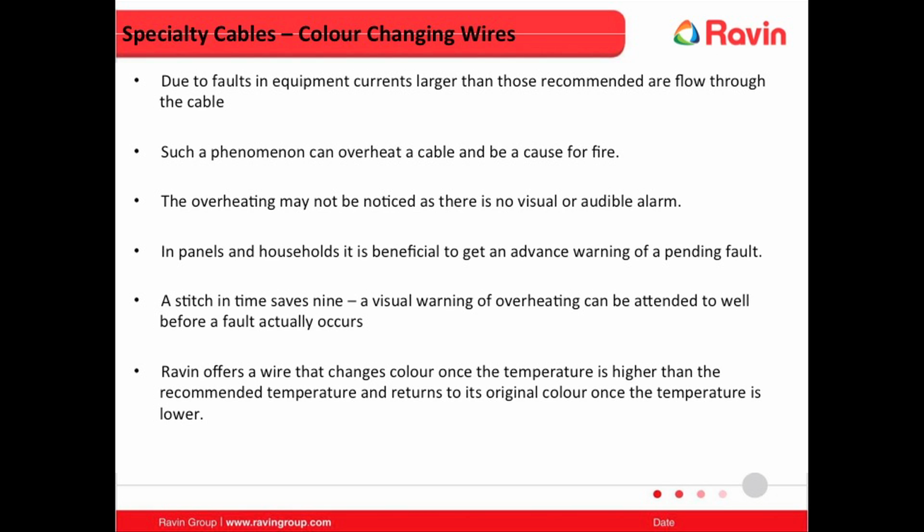The Ravin color changing wire will change color when overloaded and overheated, giving a visual indication of impending trouble. This allows advance action and corrective measures to be taken and averts any tragedy.